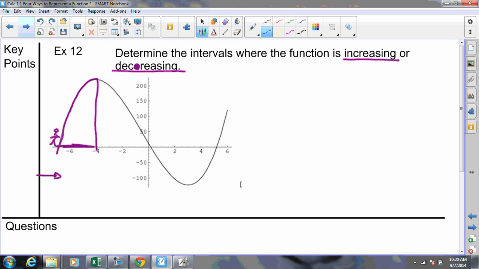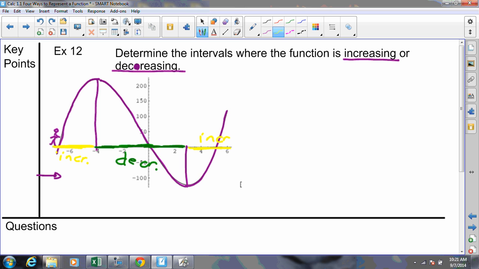This interval, I should switch the colors. This interval is increasing because it's going up. From there, we'll continue. Downhill, downhill, until there. So we can come straight up. And now say this interval, this whole piece where it was downhill, that is decreasing. Well, now we've switched. Uphill, uphill. This one is back to being an increasing interval.